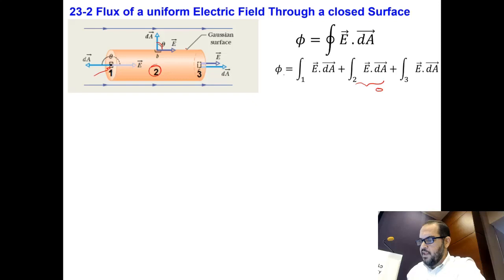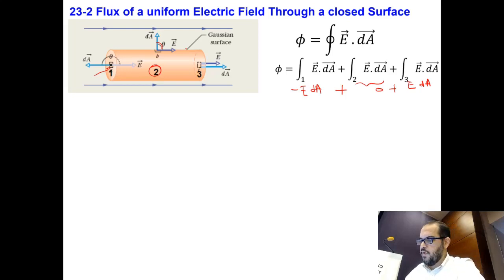Okay. Now for this area here, area number 1, the angle is 180 degrees. So cosine 180 is minus 1. So we expect that this will be E times the area, so let me call it dA, minus, because cosine of 180 degrees is minus 1. And for the last one, we have E and the area vector dA parallel to each other. The angle theta is 0. So E dot dA is equal to E dA cosine of 0, which is 1. So this is going to be plus E times dA.